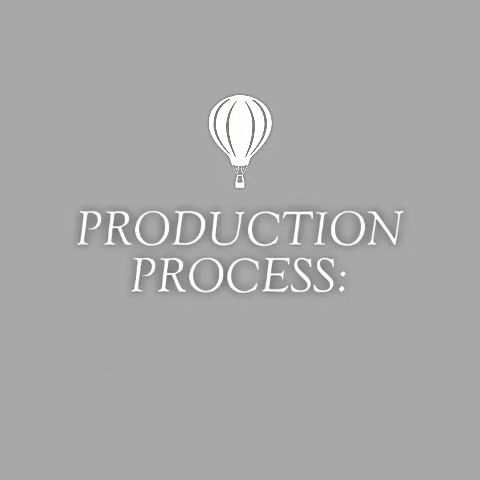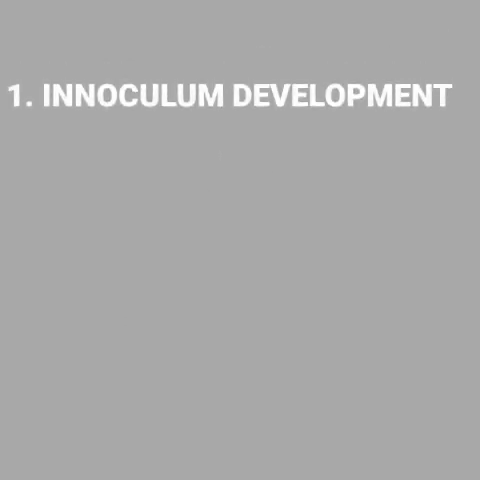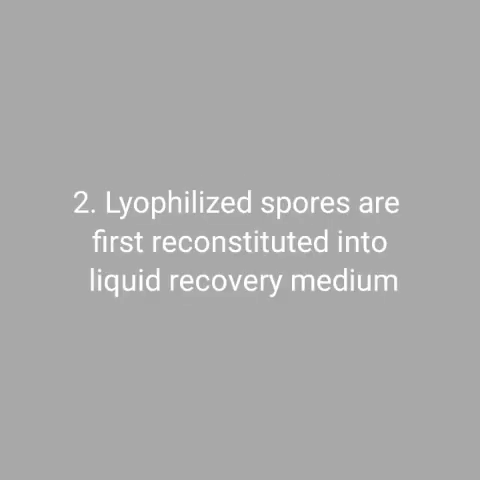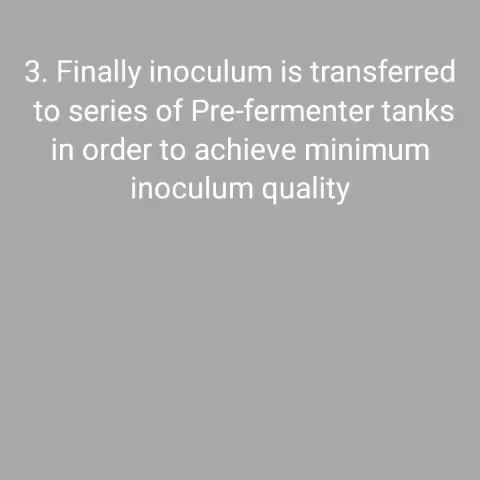Production process. First, inoculum development. A master culture, that is lyophilized spore culture, is procured. Lyophilized spores are first reconstituted into liquid recovery medium. Finally, inoculum is transferred to a series of pre-fermentation tanks in order to achieve the desired inoculum quality.